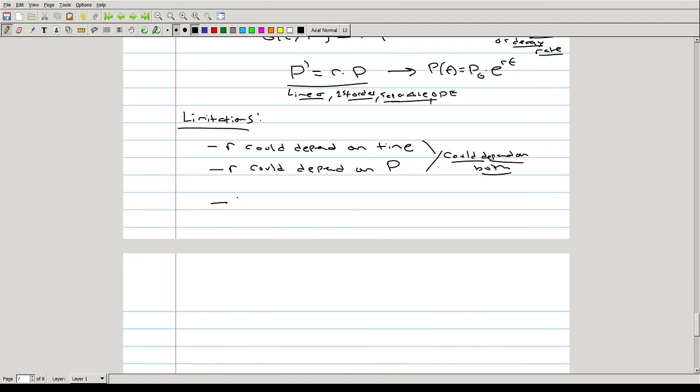It doesn't factor in the maximum carrying capacity for the medium. Any growth problem or population growth is going to have a maximum carrying capacity. And this is an issue. We'll call the maximum carrying capacity maybe M. See, it's capital M is the maximum carrying capacity of the medium.